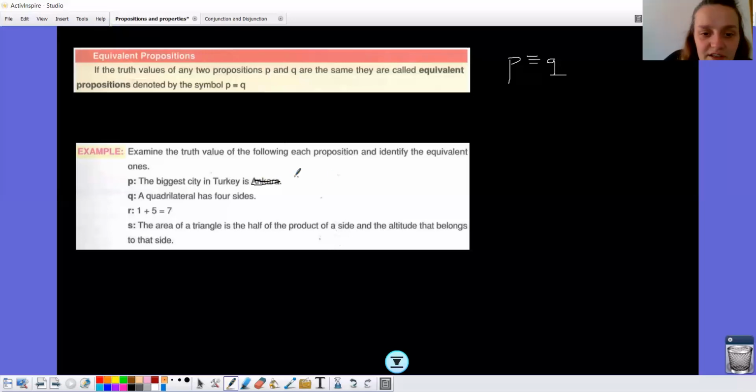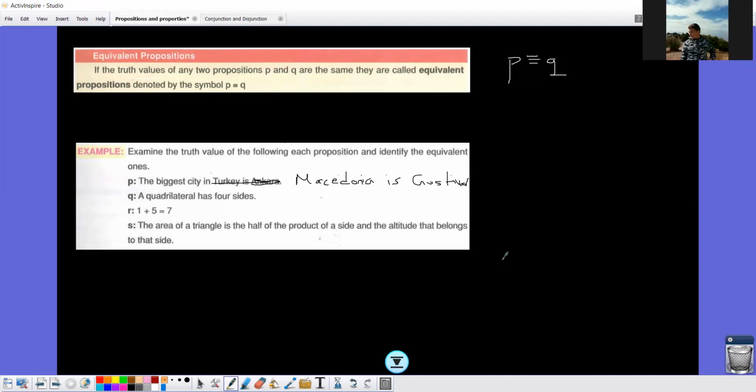Or let's change it, like, the biggest city in Macedonia is Skopje. Or the biggest country in the world. Or the biggest country in Macedonia. Sorry, Vrapčište is the country.